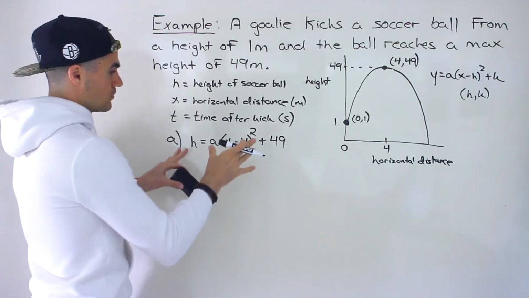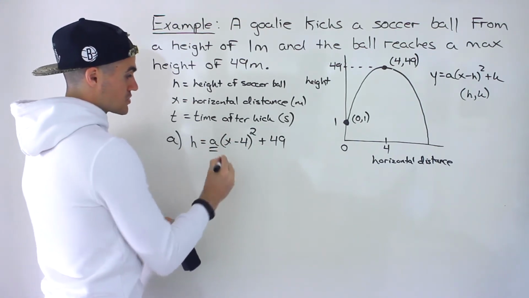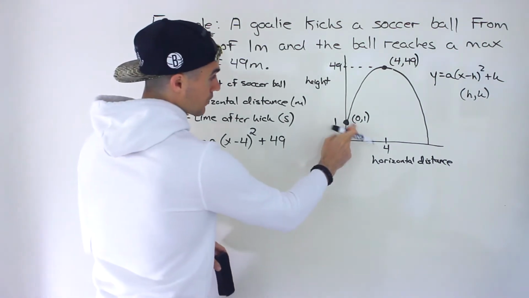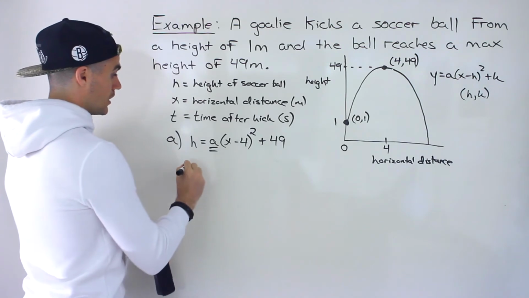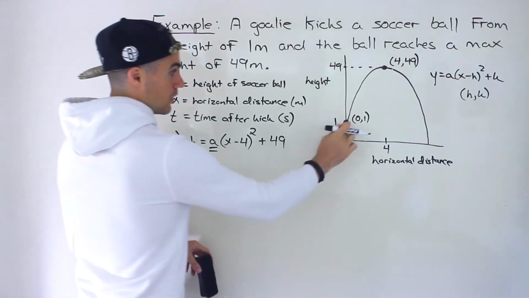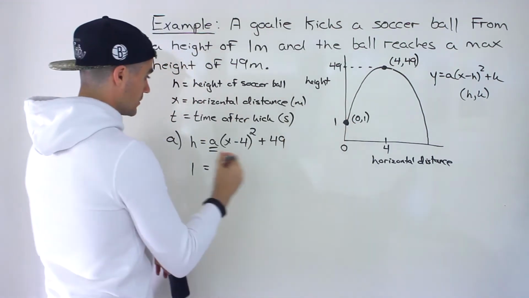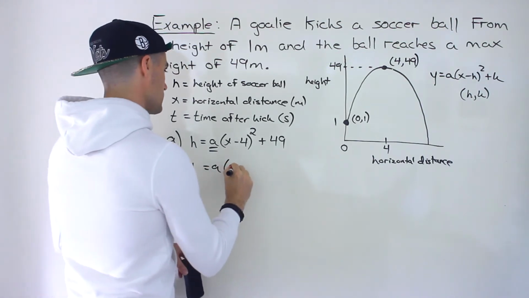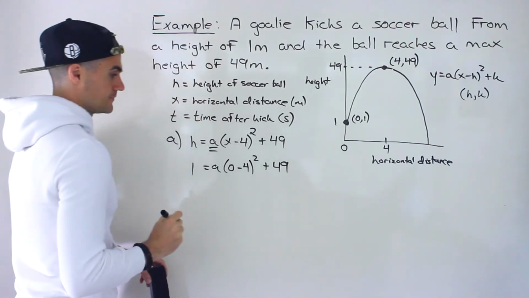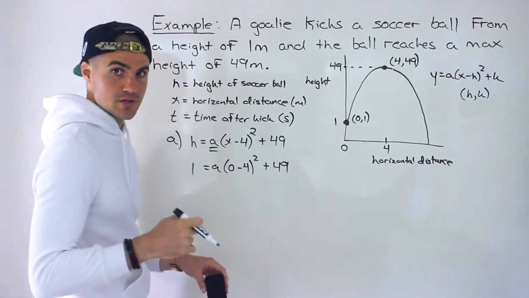All right, so we have a part of the equation done here, but we still have to solve for that particular a value. The way we could do that is we could use this other coordinate, 0 and 1. So we could plug in 1 for h. It has a height of 1 meter when the horizontal distance is 0, right? When the goalie is actually kicking the ball. So we would put 0 over there, then we'll have plus 49 like that. And so now notice we have an equation with just one variable to solve, that a value.